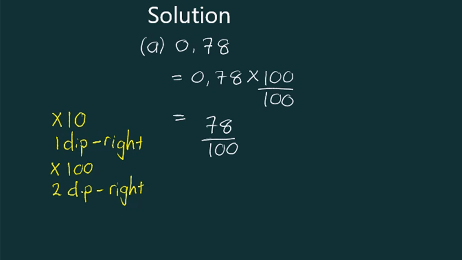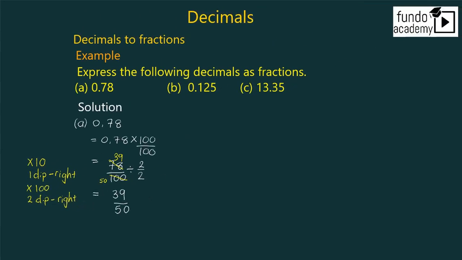To reduce to lowest terms, you just ask yourself what could possibly be the highest common factor for 78 and 100. Right here I'm thinking of dividing by 2 over 2, so that if I divide 78 by 2, I'll be getting 39, and if I divide 100 by 2, then I'll be getting 50. So reduced to lowest terms, I would be having 39 over 50, and this now is the solution to part A. That is the decimal expressed now as a fraction, right?